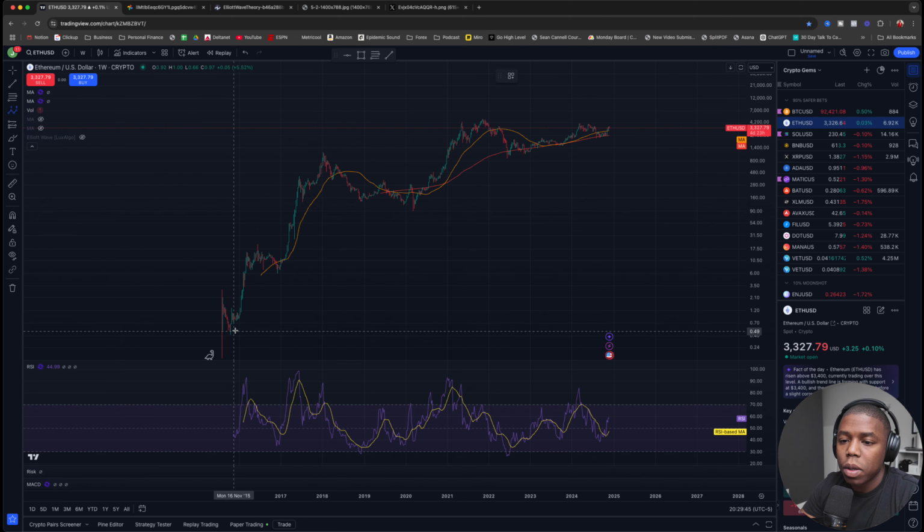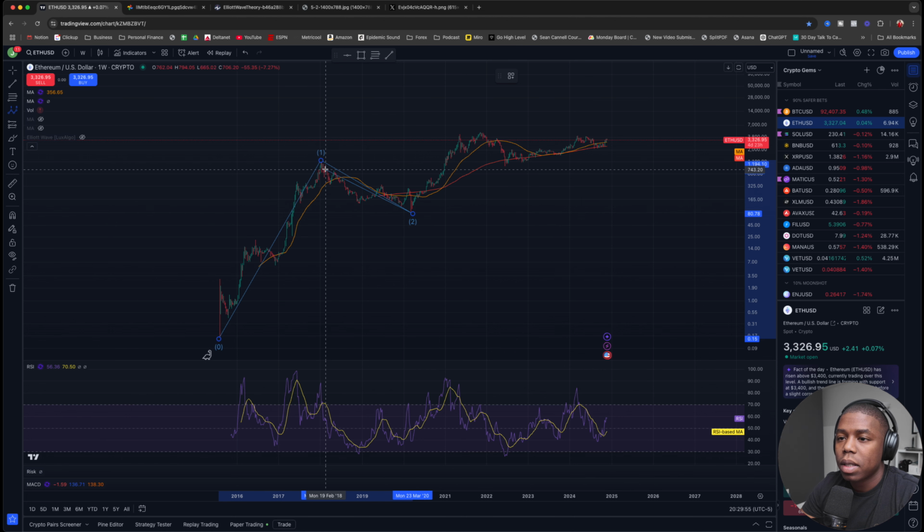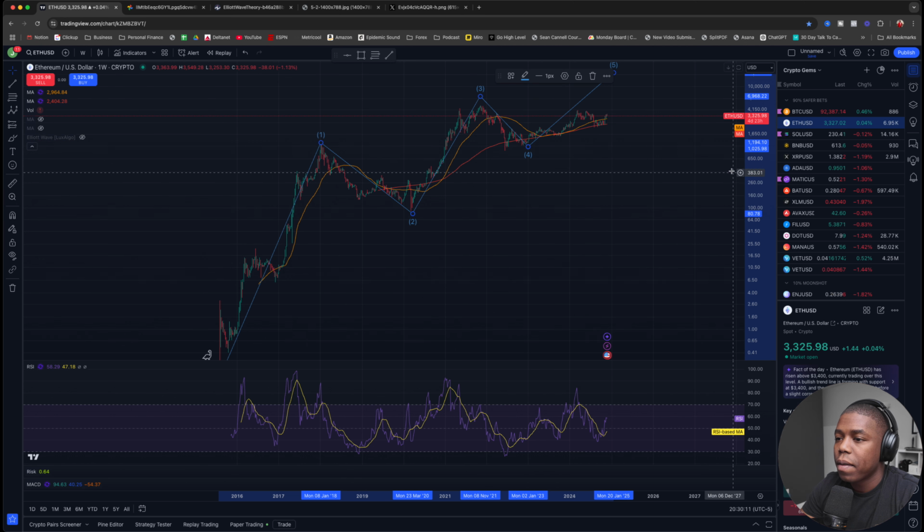And so let me show you where I see it continue on with that. So we have wave 1 that's created here. Then we came back down for wave 2, and wave 2 was comprised of an ABC pattern, which I'll put on the chart here in a second. But then we go up for wave 3, which was the last cycle top in 2021. Then we came down for wave 4, and now we are in wave 5.